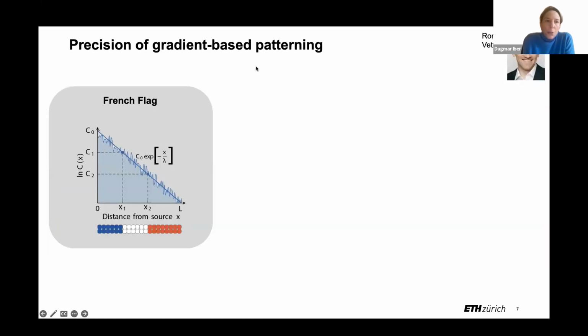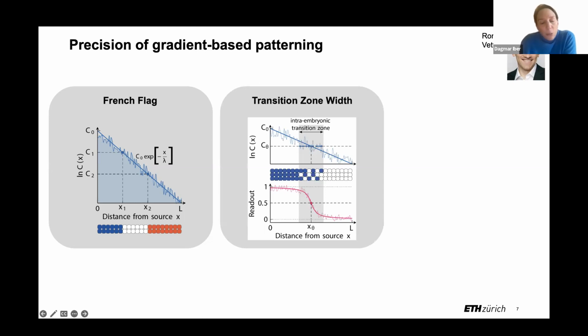Now, today I want to focus on one aspect in particular because it's easier to convey via the screen, and that is about the precision of these gradient-based patterning mechanisms, which is one of the aspects that we're working on. So as I introduced before, we have this French flag model, according to which you have an exponential gradient, and then these concentration thresholds define boundaries in a tissue. And so now we have to ask, what do we mean by precision? There are two different types of precision. One is the precision of the transition zone, the sharpness here, which I'm not going to focus on today.